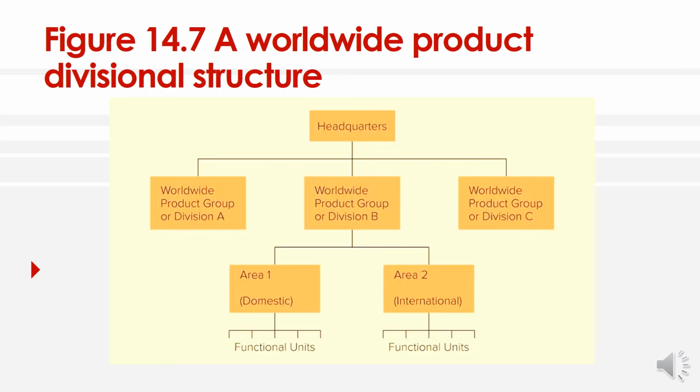A look at figure 14.7, a worldwide product divisional structure. Here, functional units are at the bottom of the structure, and these units report to either area number 1 or area number 2.